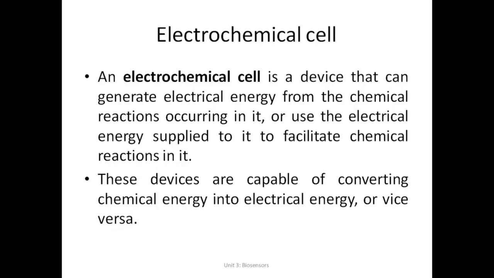Now, what is an electrochemical cell? An electrochemical cell is a device that can generate electrical energy from chemical reactions, or it can use electrical energy supplied to it to facilitate a chemical reaction. So again, it is a type of transducer: a device where chemical energy can be converted into electrical energy, and electrical energy can be used to generate chemical reactions.